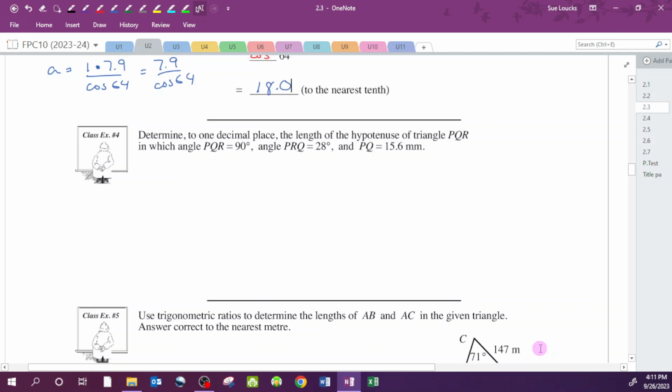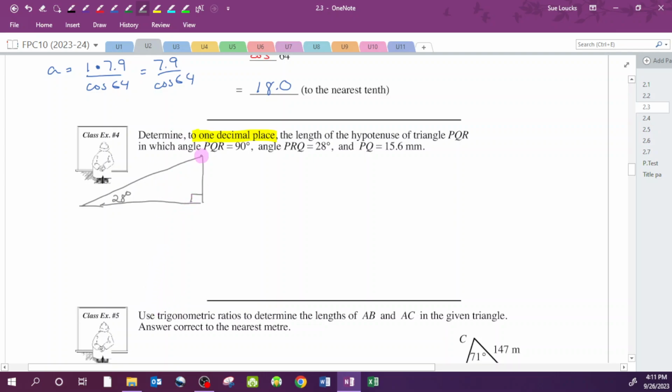Okay, 2 more examples. Determine to 1 decimal place the length of the hypotenuse of triangle PQR, in which angle PQR is 90 degrees and so on. All right, it sounds like I need to draw a triangle. It's a 90-degree triangle, and the angle I have is 28 degrees. So I'm just going to draw that so that this is kind of 28 degrees. At least it's less than 45, which is all I can do with my drawing skills.